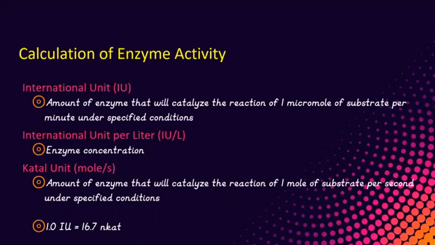So that is how we measure the enzyme concentration. And the Katal unit, which is mole over second. That is the amount of enzyme that will catalyze the reaction of 1 mole of substrate per second under a specified condition. Okay, so that is the way of measuring the enzyme activity.